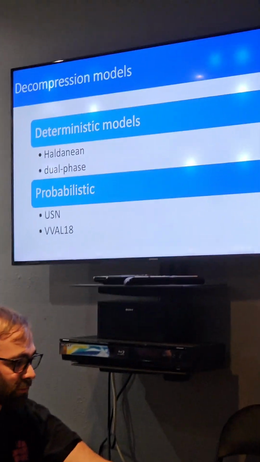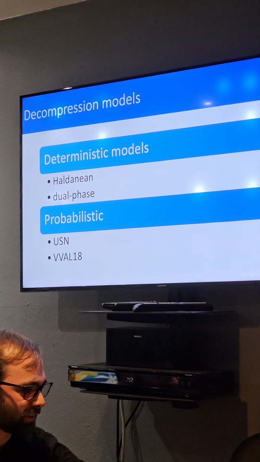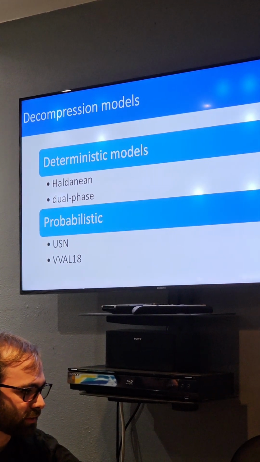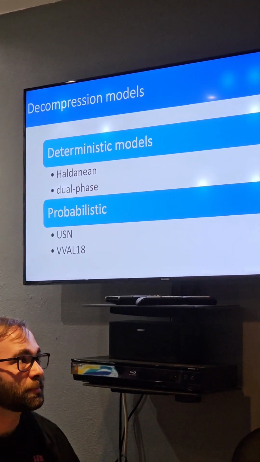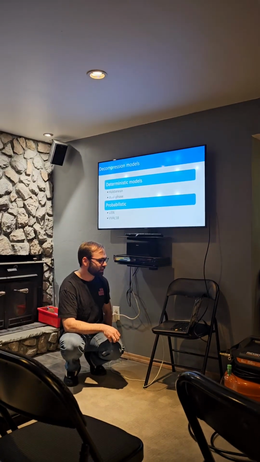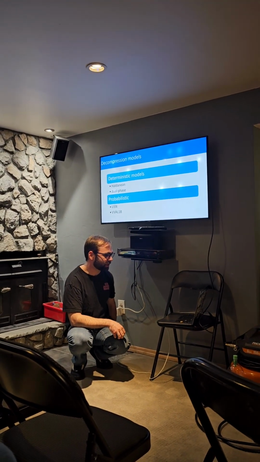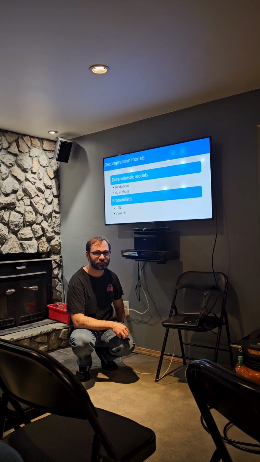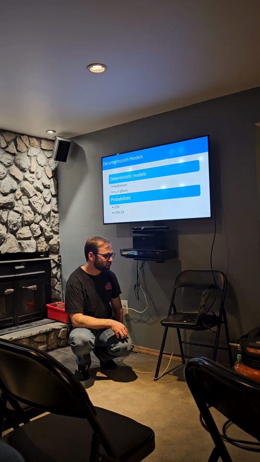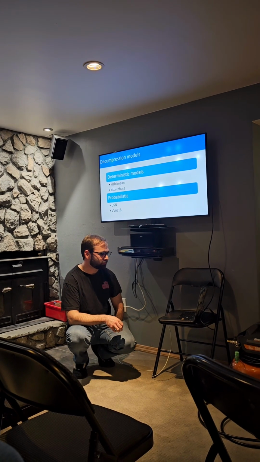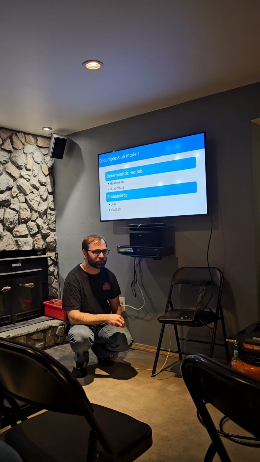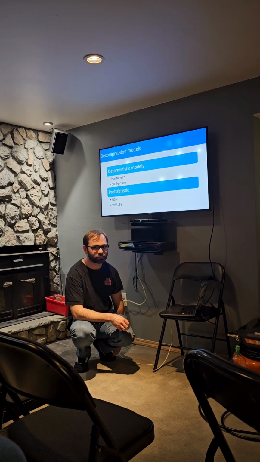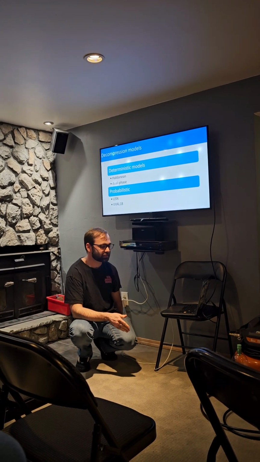Okay, so models of decompression, now that we covered the physiology and kind of what's going on. Deterministic models of decompression are going to be your Haldane-derived models and your dual phase models, which are the majority of the algorithms our dive computers use. Probabilistic models are mainly what dive tables are derived from, which is all going back to human studies.